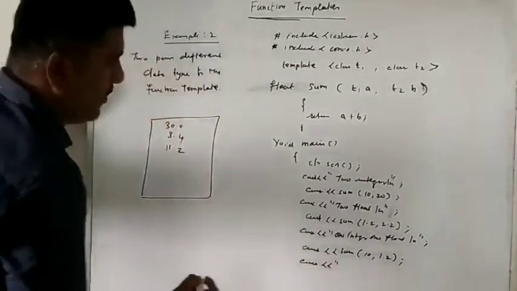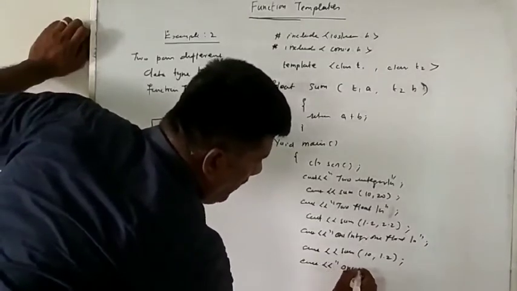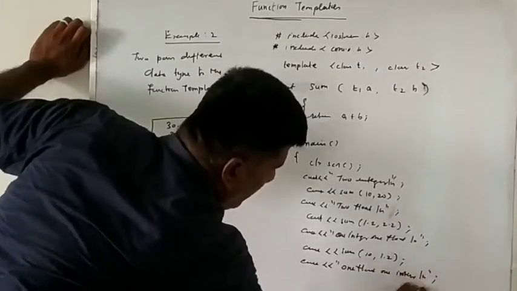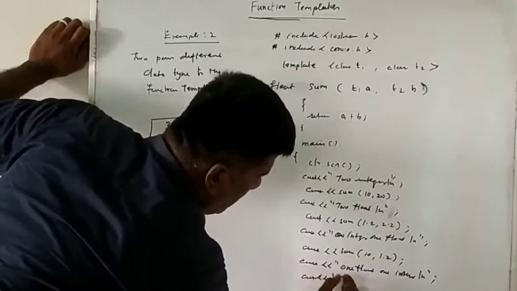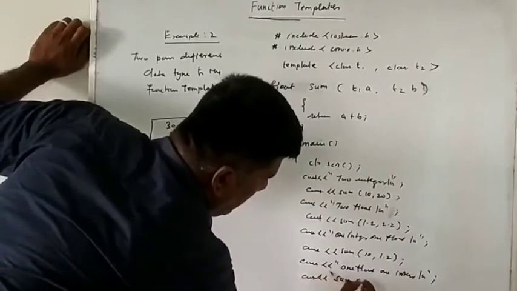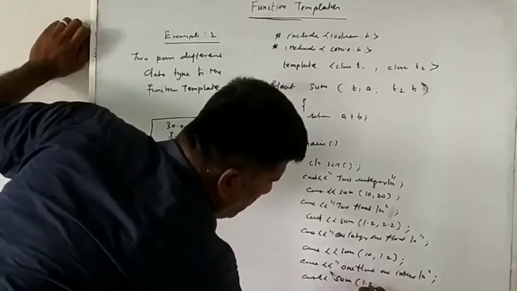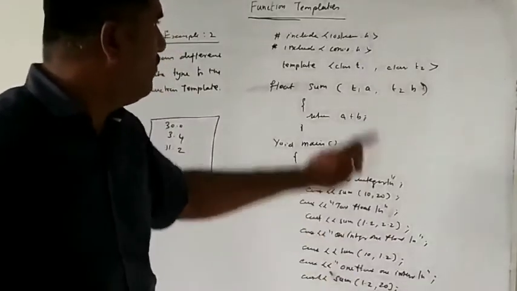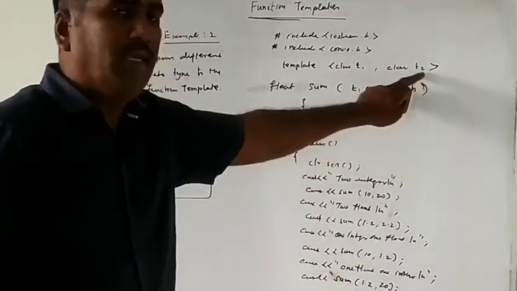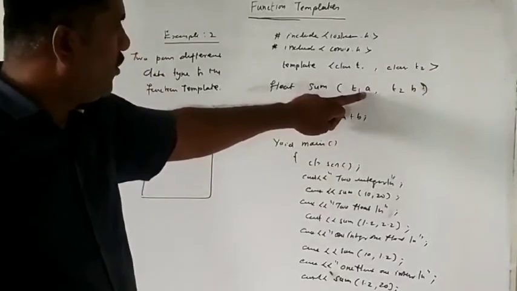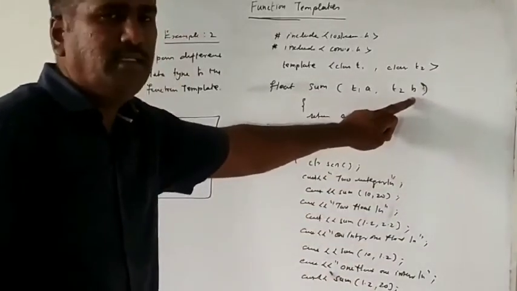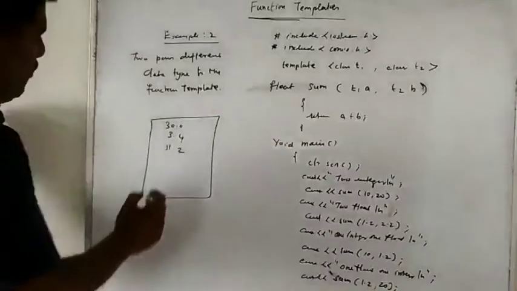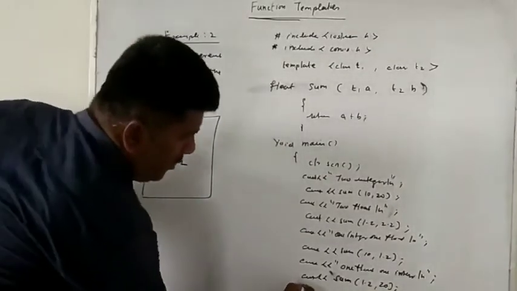Okay. So another cout. What is that? One float, one integer. So cout sum of 1.2 comma 20. So here the first argument is a float, the second argument is an integer. So here A is a float 1.2, B is an integer 20. So finally it is 21.2, and the return value is also a float, 21.2.